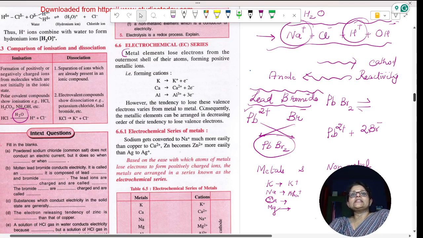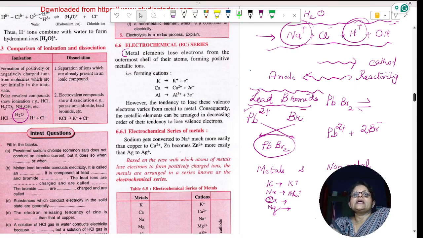However, the tendency to lose these valence electrons varies. They all lose electrons, but that tendency varies. Consequently, the metallic elements can be arranged in a decreasing order of their tendency to lose valence electrons. Decreasing order. So, the reactivity series is arranged in a decreasing order of the tendency to lose. And all these things you have studied.